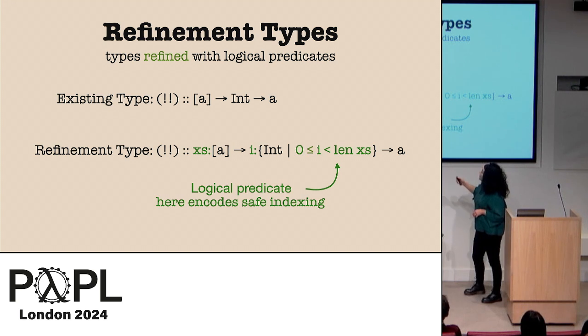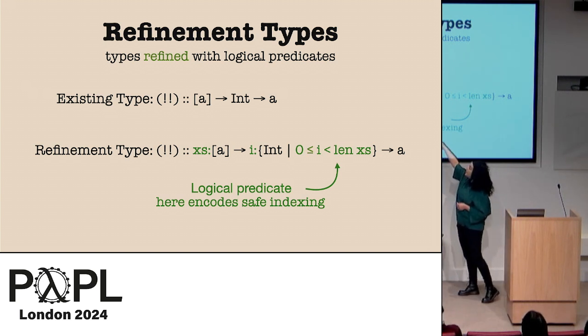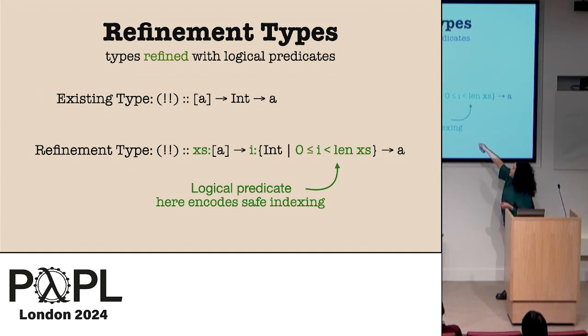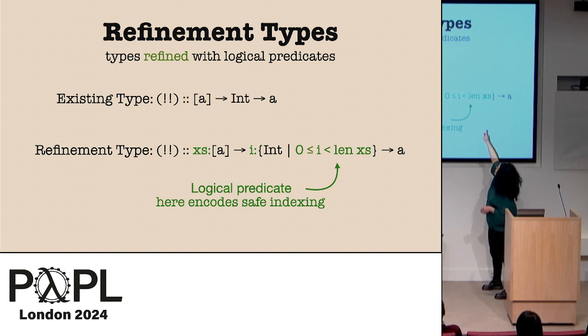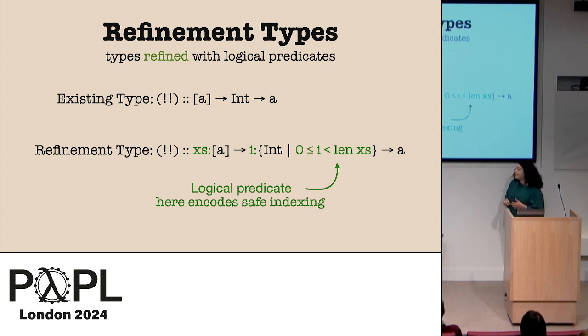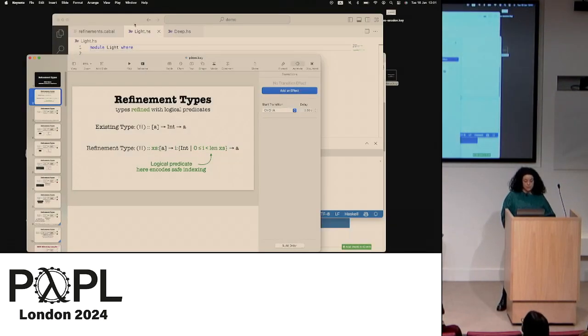In this case, I'm going to name my arguments. I'm saying that the first argument, the list that I'm indexing, is called xs, and then my index is called i. Inside the type of the index, that is an integer, I am refining to say in-bounds indexing, right? That the index is between 0 and the length of the list, and that is showing me safe indexing. So this is a basic concept.